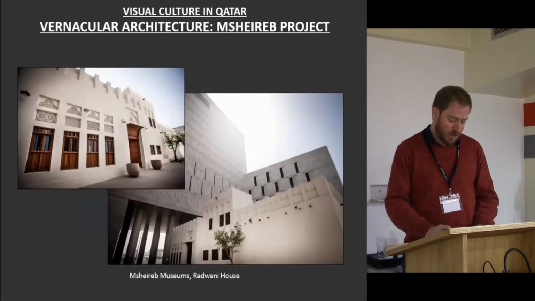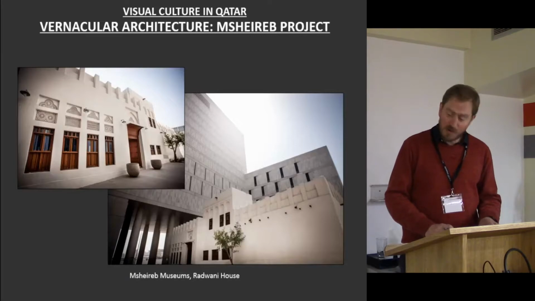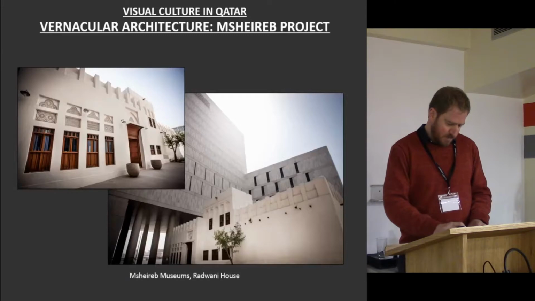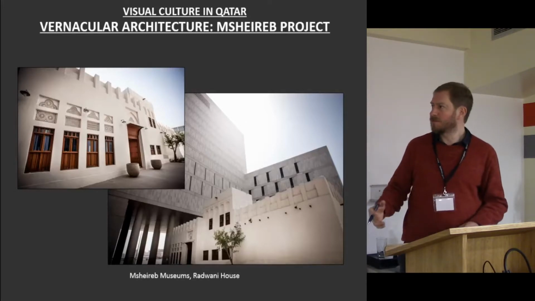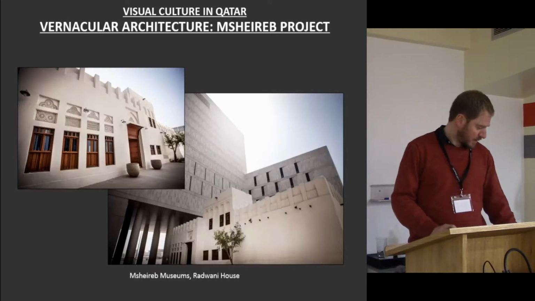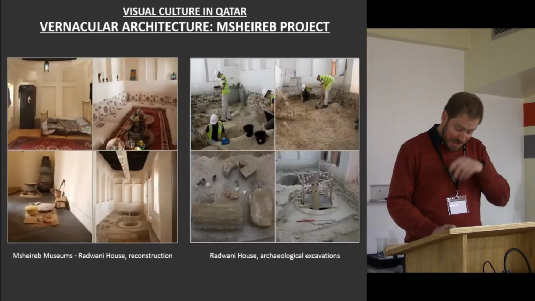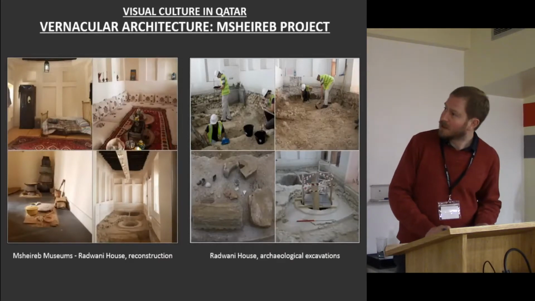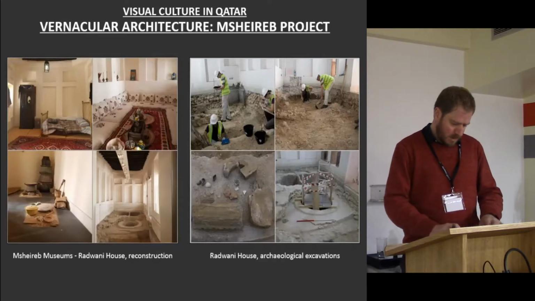So a component of the MSHEIREB project involved the restoration and the conservation of a few select buildings as museums, meant to exemplify the local historic vernacular. Among these is the Radwani House, which you can see on the top left, a large residential building which the MSHEIREB museums site claims dates from 1906. The building is presented today as a single phase dwelling, furnished in a style intended to reflect the lifestyle of the early 20th century.